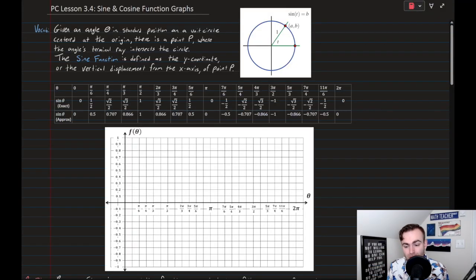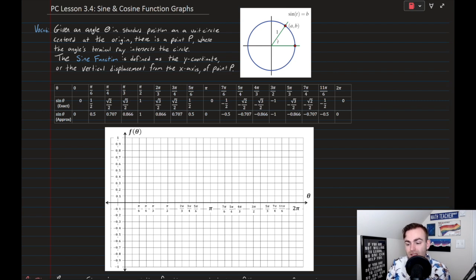So let's get started. Our definition of the sine function is going to be given an angle in standard position on a unit circle centered at the origin. We're always going to have a point P somewhere along the circumference of the circle. The sine function is defined as the y-coordinate of that point, depending on what angle we're using.